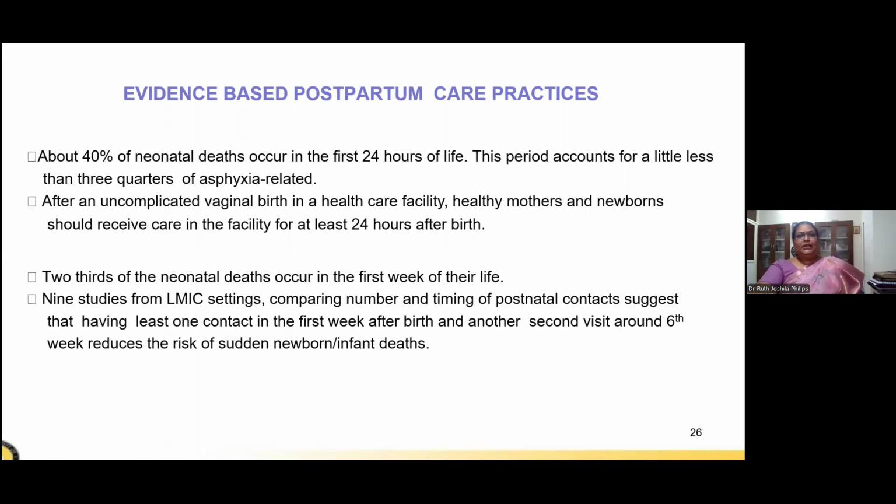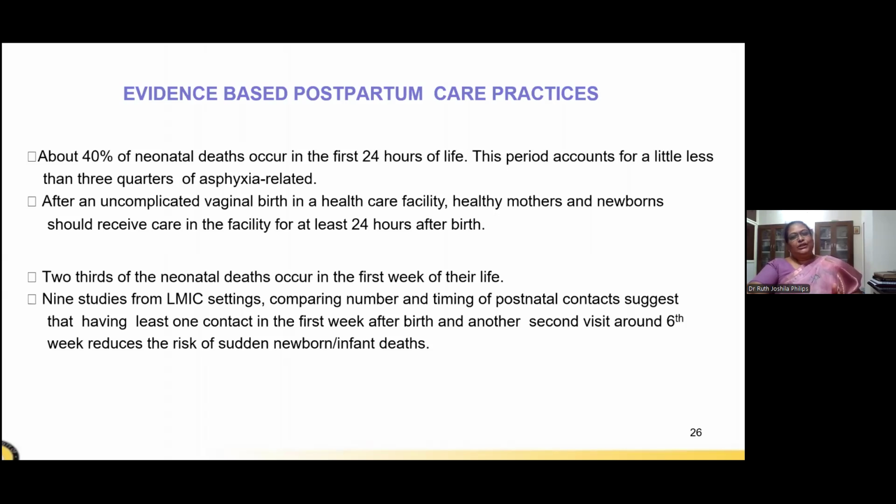And about the postnatal follow-ups, not many people actually come for postnatal follow-ups. And research has found that two-thirds of neonatal deaths occur in the first week of their life, which is also related to lack of postnatal follow-up. Now, when the mother comes for the first postnatal checkup after she leaves for home in the first week, she comes back with the baby.